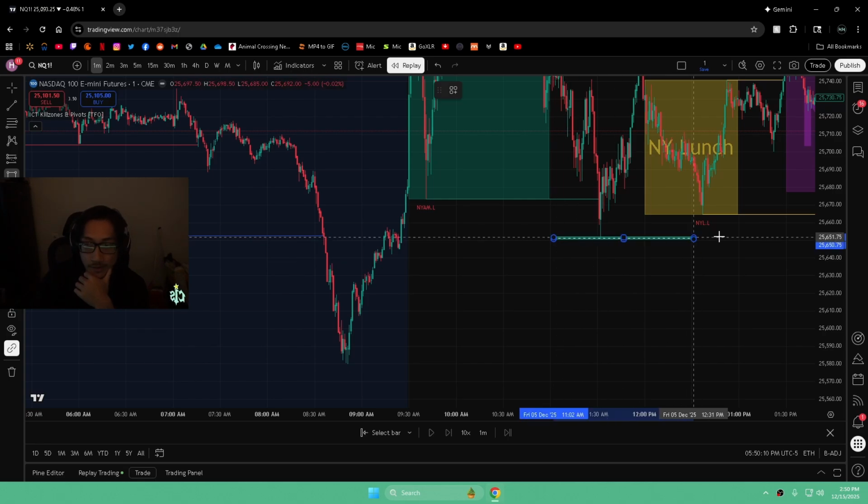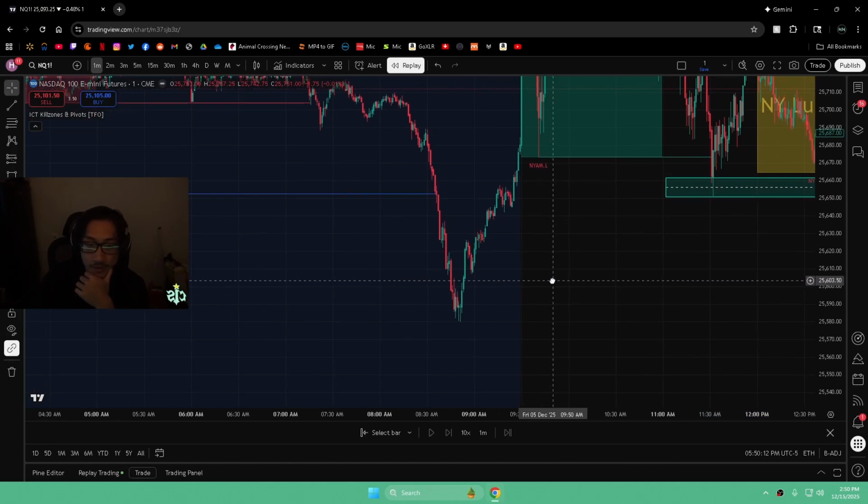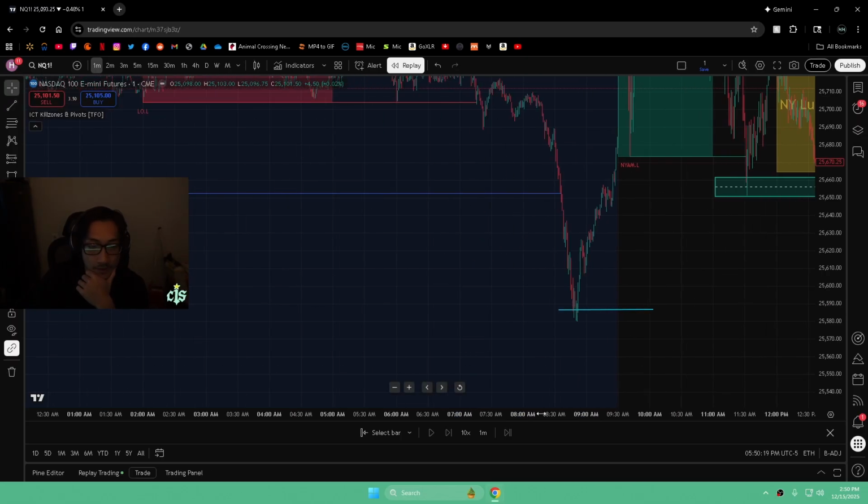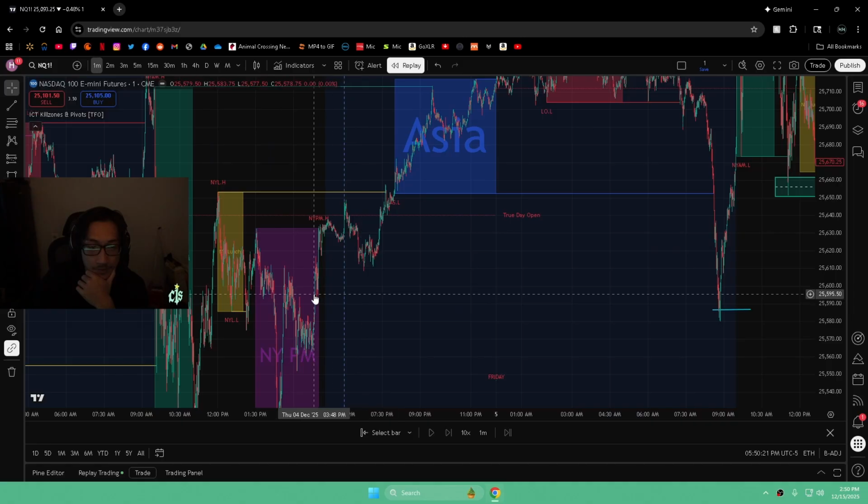Right here. Creating an order block. We also made equal lows down here. Relatively equal lows, after taking sell side. Right here. The sell side.